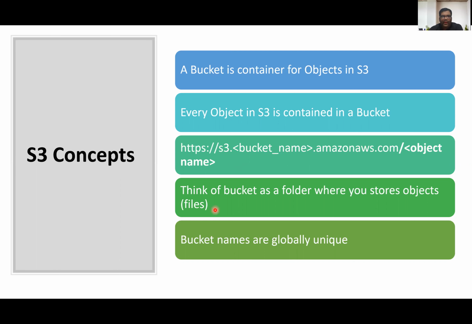Bucket names are globally unique, which means whenever you create a bucket name for yourself, it has to be unique. It's like when you create your Gmail account, your username has to be unique because no one else is using it. That is the same concept: your bucket name has to be unique.